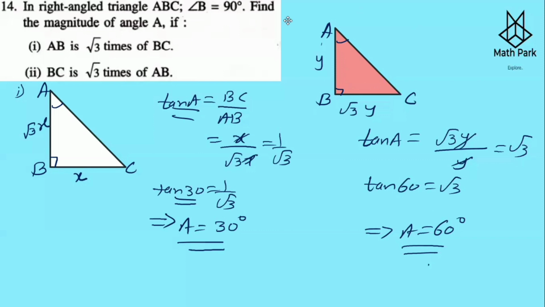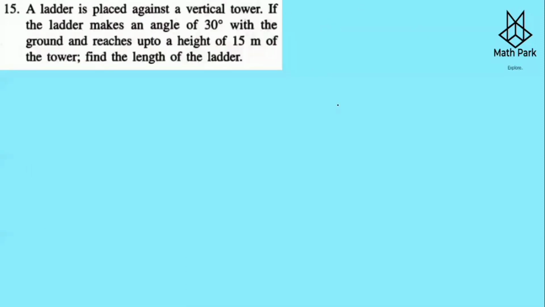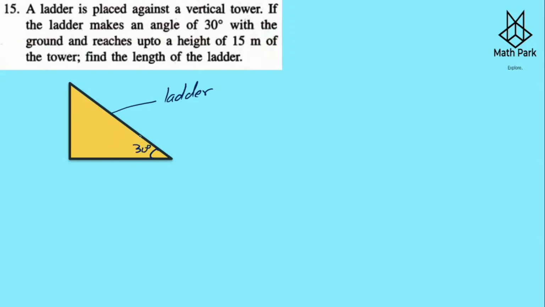Moving to question number 15. A ladder is placed against a vertical tower. So this is your ladder, and this is the vertical tower. If the ladder makes an angle of 30 degrees with the ground, so this angle is 30 degrees with the ground, and reaches up to the height of 15 meter of the tower, find the length of the ladder.